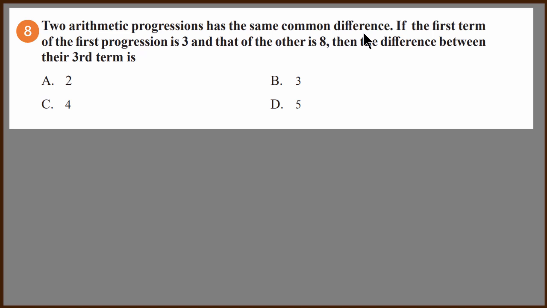If the common difference is the same, they have different first terms. If the first term was also the same, then it's exactly the same arithmetic progression. So if the first term of the first progression is 3, and the first term of the second progression is 8, then the difference between their third terms. Progression 1 starts from 3, the common difference is not given, but it is the same for the other progression. Progression 2 starts from 8, but the common difference is the same.